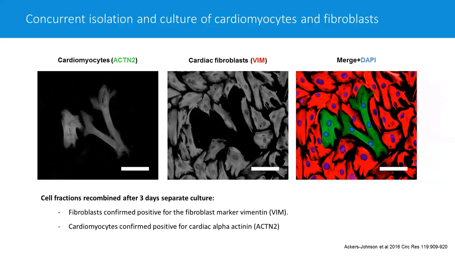Here you can see the cardiac fibroblasts are stained with vimentin, shown in red, and the cardiac myocytes with alpha-actinin, stained in green, and you can get these beautiful-looking co-cultures, and obviously it's for the researchers to decide what kind of experiments they want to do with them.